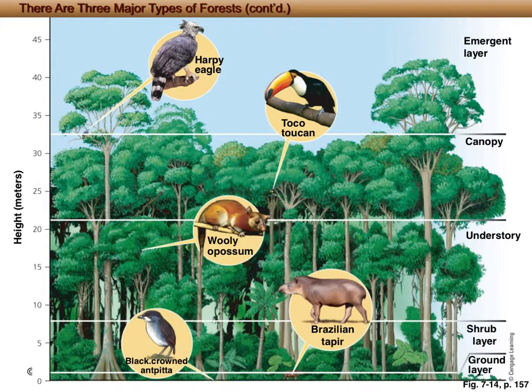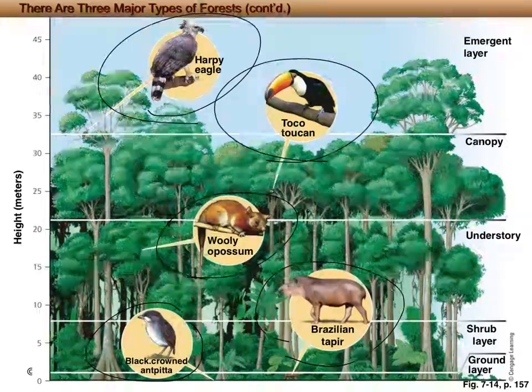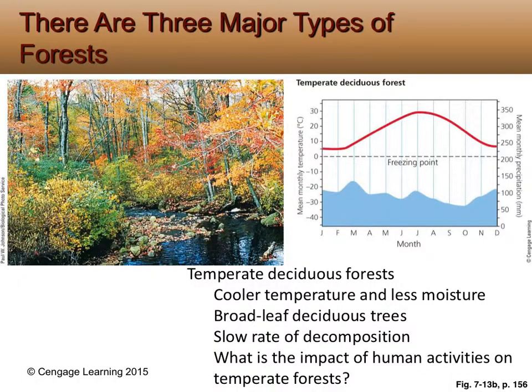Here's just a little picture of different stratification within the tropical rainforest. Down here we get one type of bird, down in the bottom. We get a tapir growing down here. We get an opossum living up in the tree here. We get a toucan. We get an eagle living up here. And there's just millions and millions of different species that live, everything from bacteria to birds to other animals, rodents, bigger animals that live in the jungles, of course. We'll talk about that stuff. This type of forest you should be very familiar with.